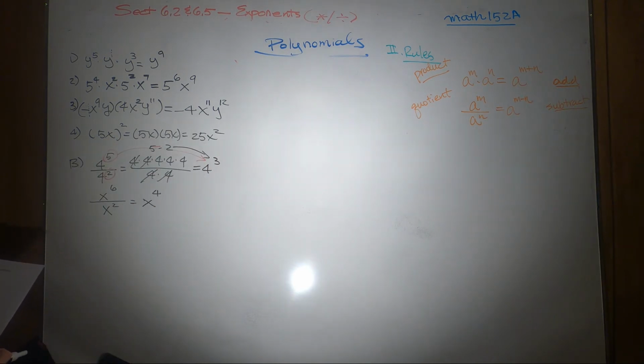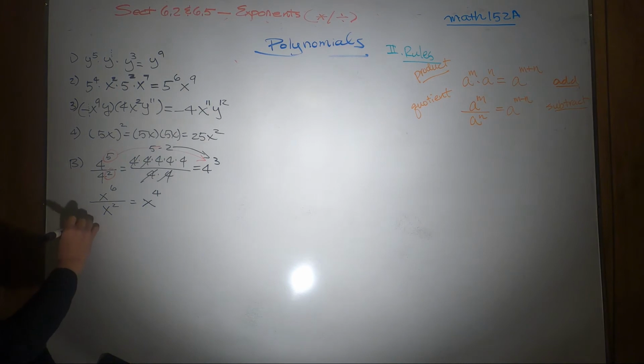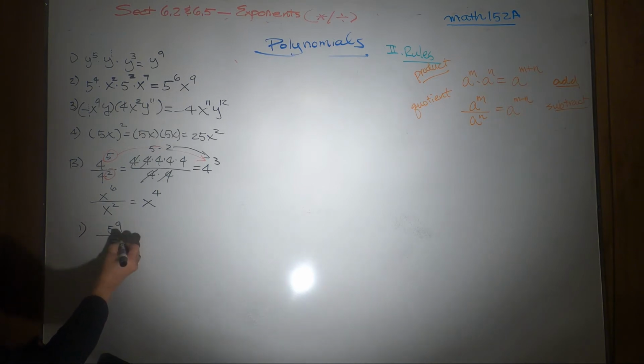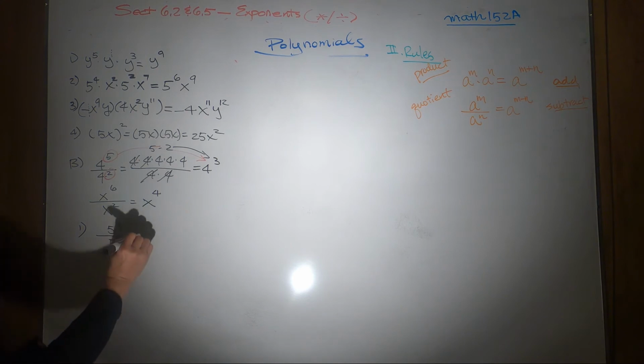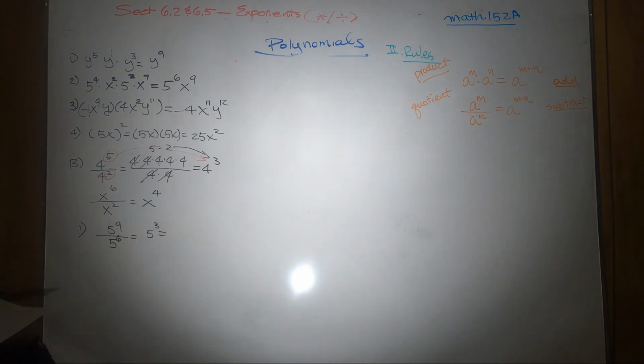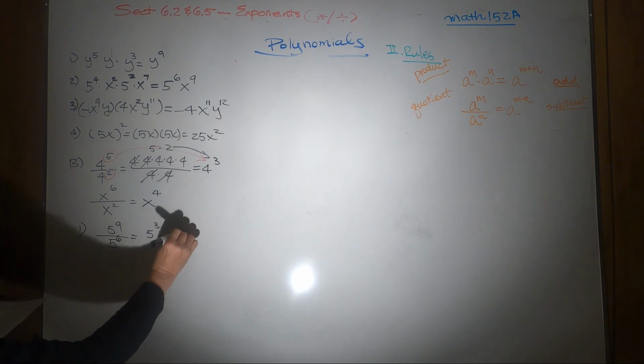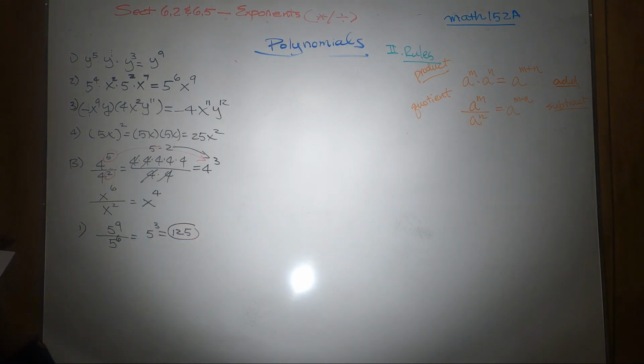So let's see more examples. If we have 5/9 over 5/6, so how many left? 5/3 by subtracting them, right? So you can write that way, or you can write 125.